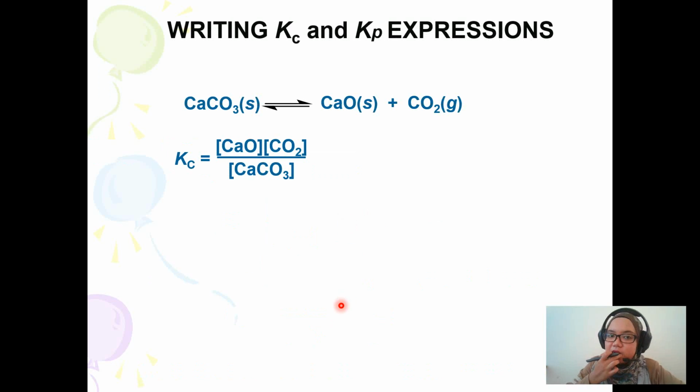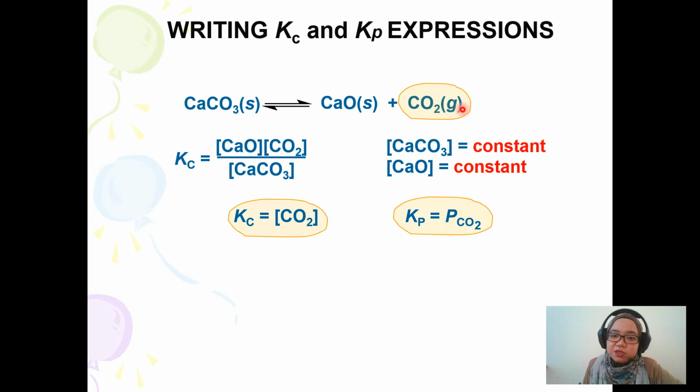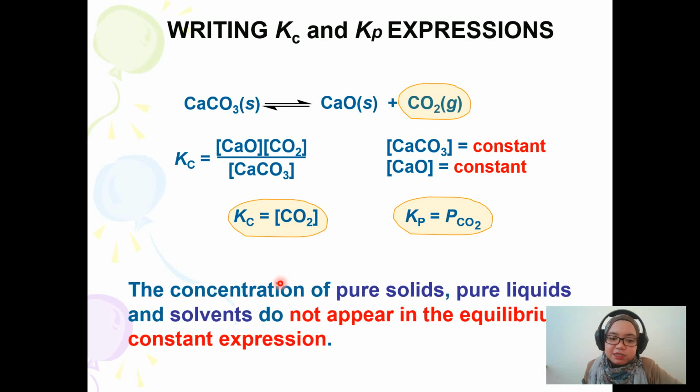Okay, how about the Kc expressions for heterogeneous equilibrium? Since there is solid and gas here, just bear in mind that the concentration of pure solid and liquid will be constant throughout the reaction. Hence, we cancel this out to have Kc equal to the concentration of CO2, and for Kp, because partial pressure is only applicable for gases, Kp is equal to only the partial pressure of carbon dioxide. So we just took the gas phase, because the solid phase is not applicable for both Kc and Kp. We excluded it in Kp because it is not a gas. We excluded it in Kc because the concentration of a solid is constant at constant temperature. So the concentrations of pure solids, pure liquids and solvents do not appear in the equilibrium constant expression.